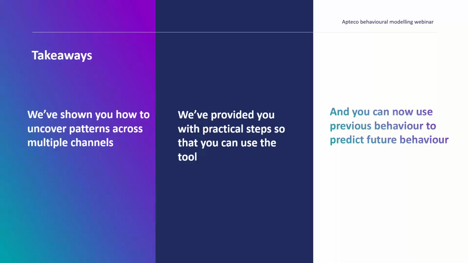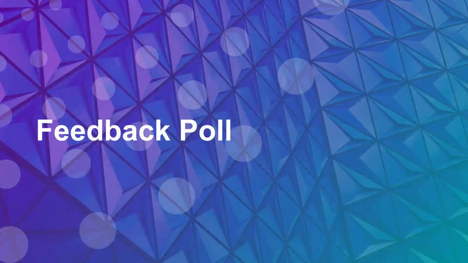So just to round up, takeaways. I think we've shown you how you can uncover multiple different types of patterns across multiple channels and transaction types. We've tried to show you some practical steps. You've got a handout that gives you real detail of how to do this. Go, if you can, download that, take a moment to read it, and hopefully you can see that you can now use previous behavior to predict future behavior of your customers.